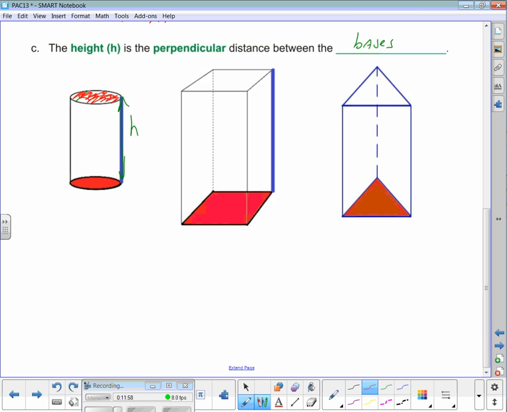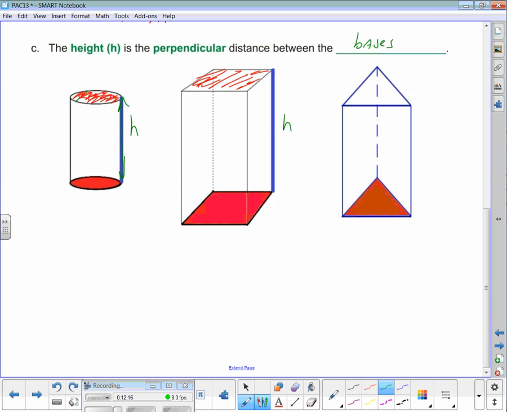For our illustration, we've got it sitting on the base. So this would be the other base right here, the top of it. And the height would be right here, that perpendicular distance between the two bases.